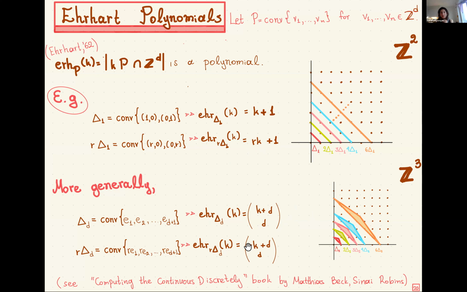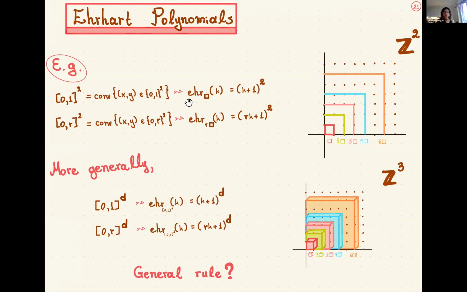Or if I think of dilates, again, the r comes in front of the k. So these are some first examples. Another well-known example is the cube, the square and the cube more generally. For the square, you can already count from the picture. The first dilate is going to have 4 points, 2 squared. The second dilate is going to have 9 points, which is 3 squared, and so on. It's k plus 1 squared, or more generally, k plus 1 to the d.